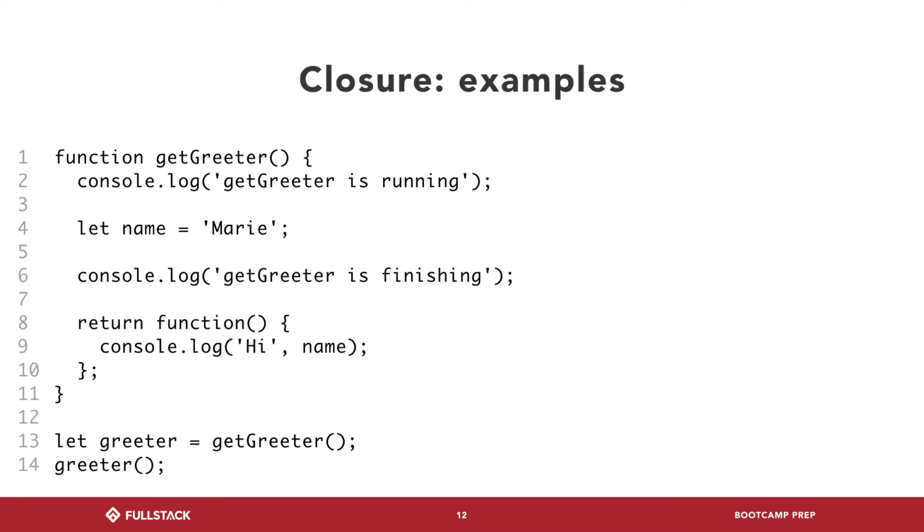Well, greeter is an anonymous function. This anonymous function is created on line 8, right? If that function doesn't have any variable called name inside of it, it's going to look on its parents. Its parents are defined based on where the function was created, and the function was created within the getGreeter function. So now we're looking at getGreeter and asking, hey, do you have a variable called name? And it does. It's called Marie. And so line 14 would first log out hi Marie, and then it would return undefined.